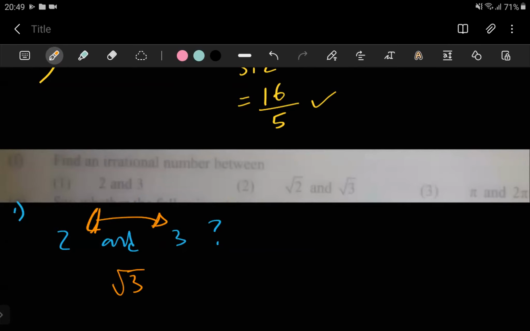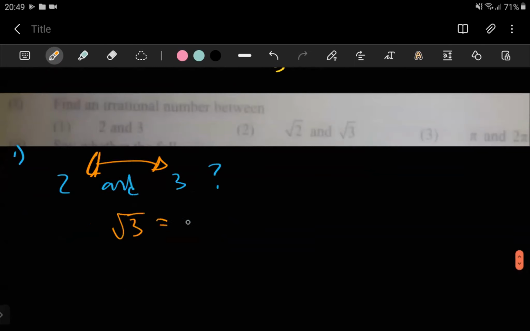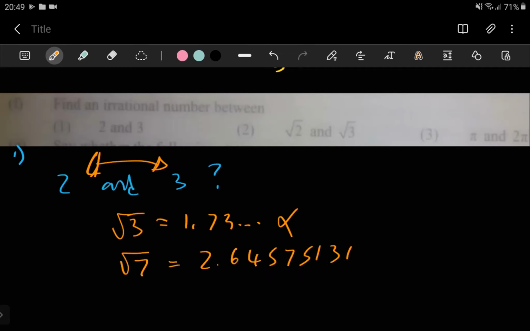Square root of 3 in your calculator is just 1 point something something something. So it doesn't qualify because square root of 3 is below 2. Do you see that? Okay, let's try square root of 7. Square root of 7 is, oh yeah, perfect. Square root of 7 is equal to 2.645775131, going on and on.